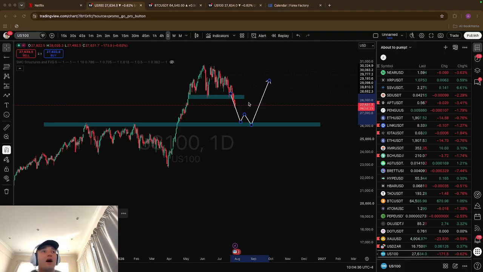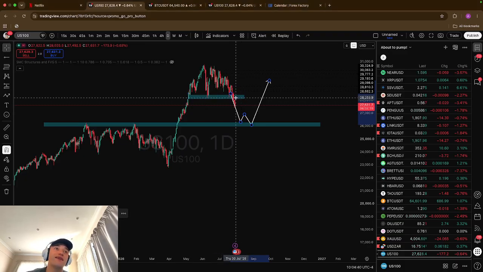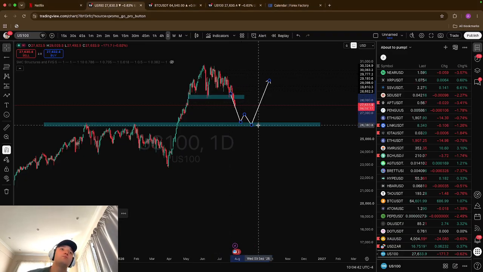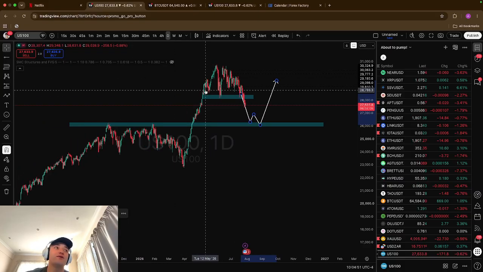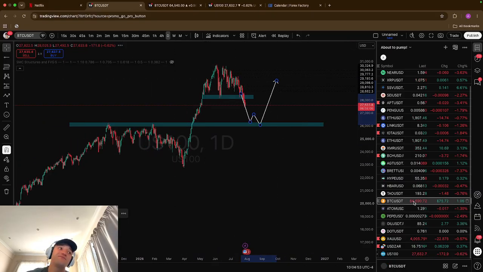The problem is right now we are below support. So if you want to take a short now, you should have taken it already. Okay, so I would probably just put an alert and wait for price to come to this level before we end up even taking a position. Okay, so Nasdaq, very, very interesting. I do expect price to come down.